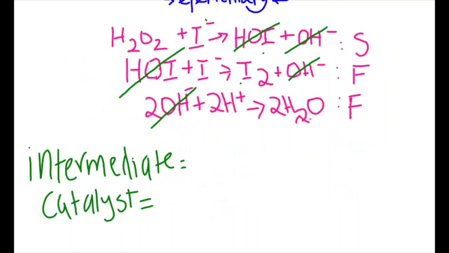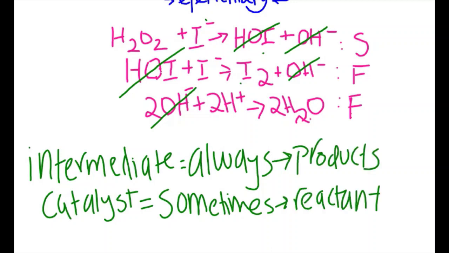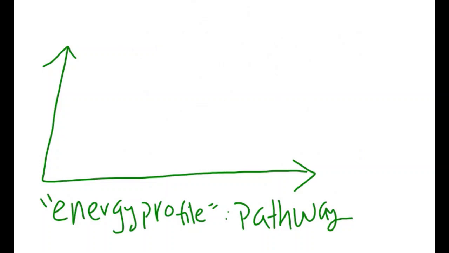Now what we canceled out is actually important in determining whether the canceled out compound was an intermediate or a catalyst. Note that intermediates will always be present in our mechanisms, but catalysts will only be there sometimes. Intermediates show up first as a product, while catalysts will show up first as a reactant. Since HOI and hydroxide appear in our mechanism first as reactants, they are intermediates, and there are no catalysts in our reaction. From here, we can draw an energy profile of our reaction.